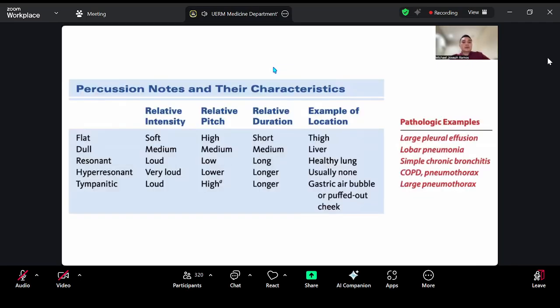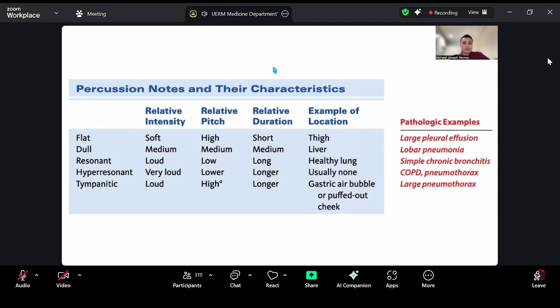This is a table that shows the different percussion notes, their characteristics, where they can be normally heard and abnormally heard. And the best way to familiarize yourselves with the sounds is to percuss your own body. Your normal lung would give off a resonant sound while your thigh would produce a flat sound, which is also found in patients with pleural effusion and a massive pulmonary edema. While your empty stomach or a puffed out cheek would produce a tympanitic sound, as with patients with large pneumothorax.